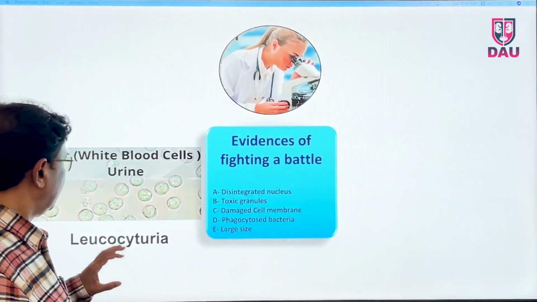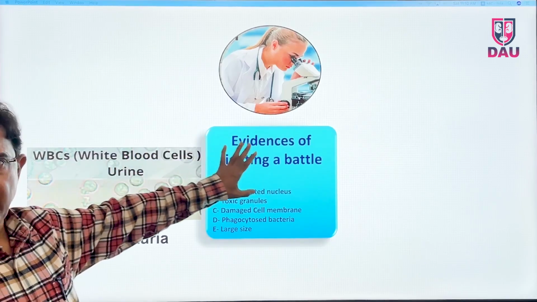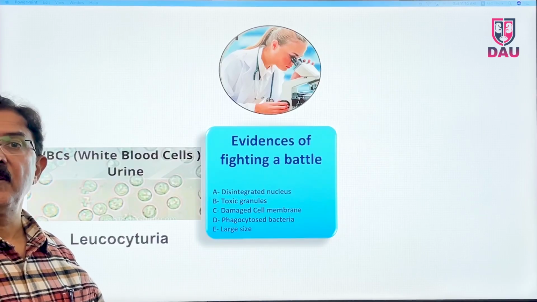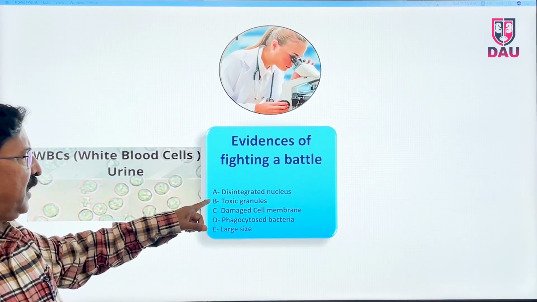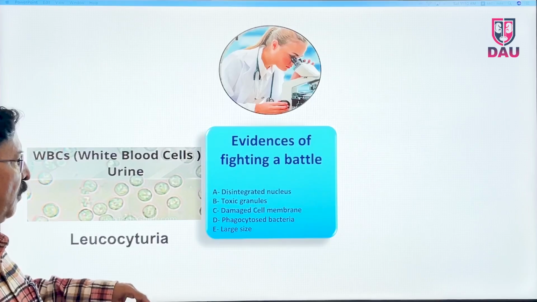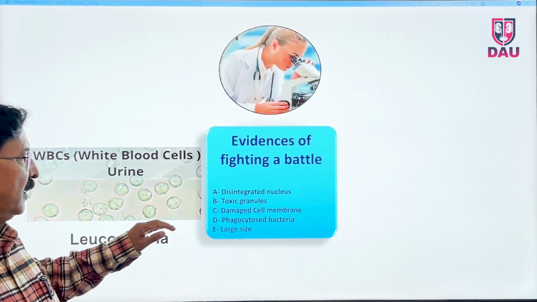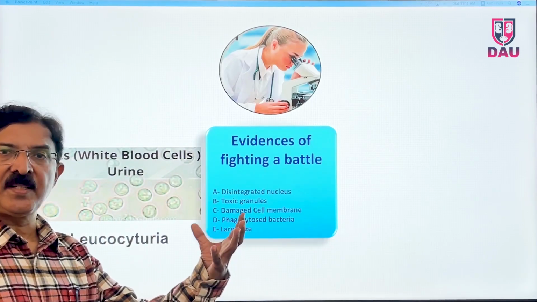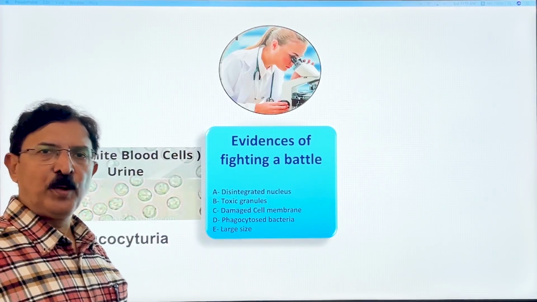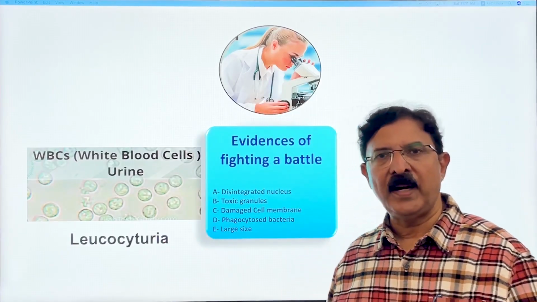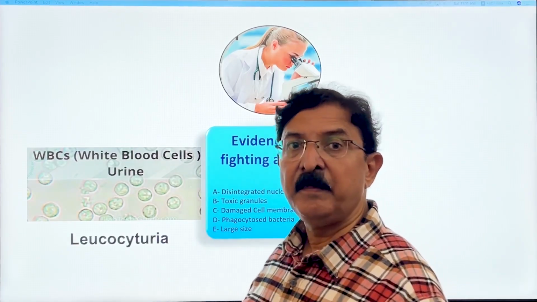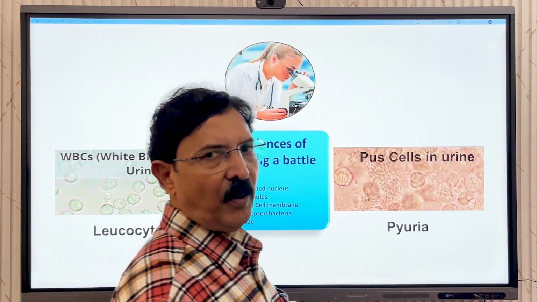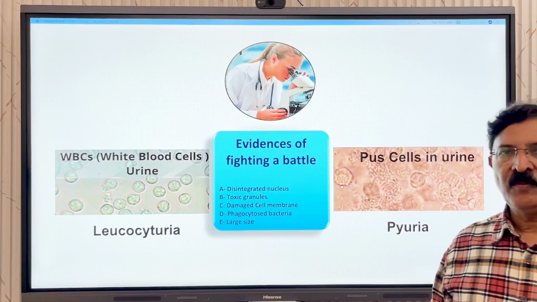But when you have this leukocyte fighting a battle with the bacteria to eradicate infection, and then this cell shows you those features of change in the appearance. This is disintegrated nucleus, toxic granules in the cytoplasm, damaged cell membrane, the cytoplasm is showing phagocytosed bacteria inside, and then the cell becomes really large and irregular. It is something similar to the policeman showing you a torn uniform, broken belt, and fallen on the ground, and this leukocyte may even be a dead leukocyte, and then this is called pus cell. So friends, please be clear about this nomenclature. What is leukocyturia and what is pyuria?